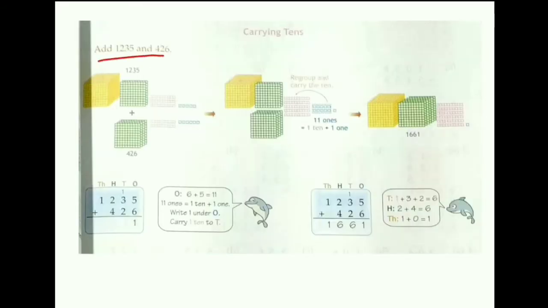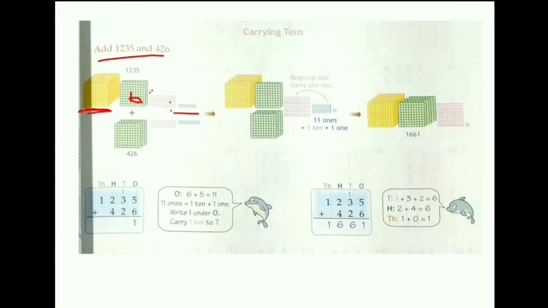Add 1235 and 426. First of all, we will understand this question in the form of block sheets, right? See, here there is a block of 1000 and these are sheets of 100 blocks. See, here there is one sheet of 100 blocks and a second sheet. So 200, and then comes the tens place 1, 2 and 3. So 3 sheets of 10 blocks.